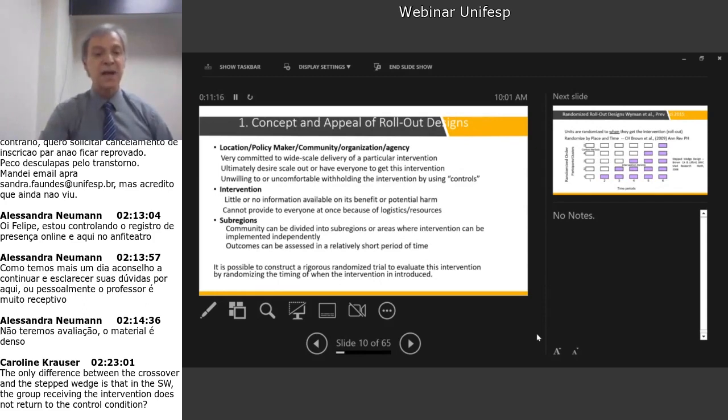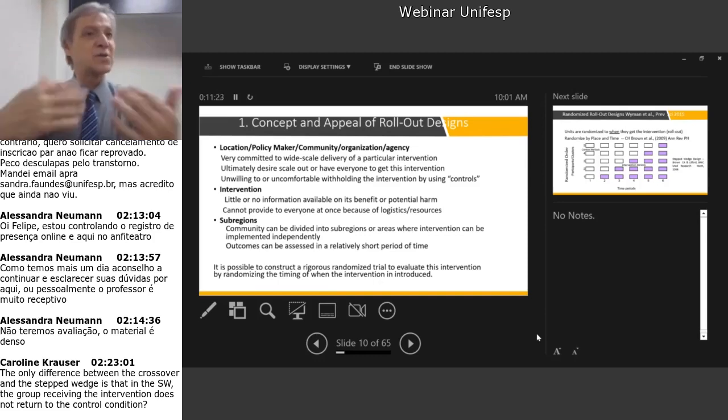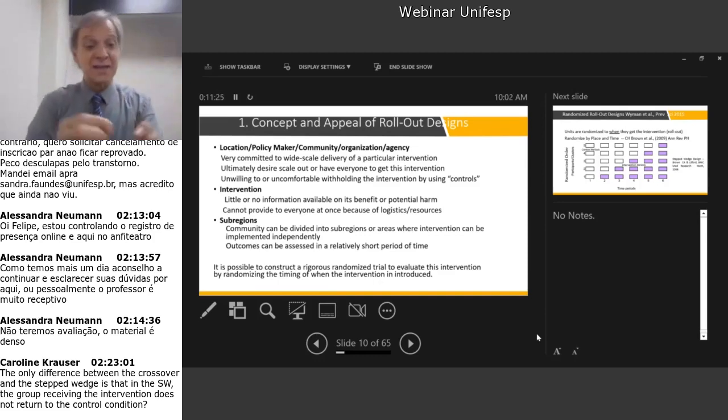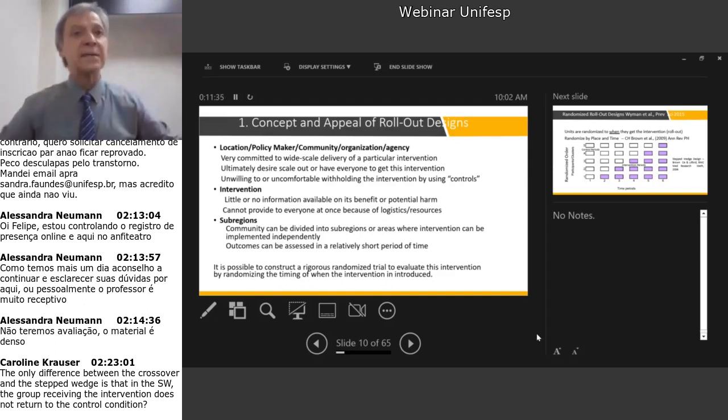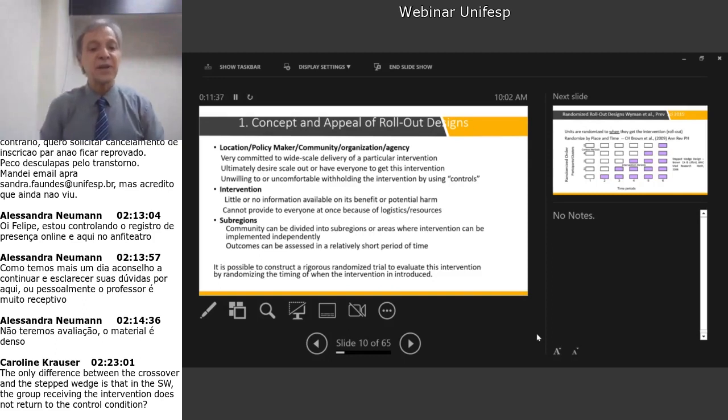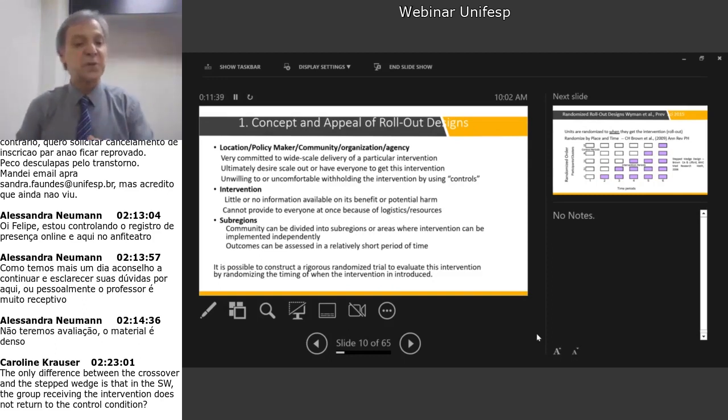Concept and appeal of the rollout design. Very committed to wide scale. So policymakers, I'm actually getting ahead of myself. I already described that the politicians did that. The politician, the policymaker, the agency, the community, they are very committed to wide scale delivery of a particular intervention. The ultimate desire is to scale out so everybody gets it. There is little or no information available on the intervention's benefits or potential harm, and they cannot provide it to everyone. This is the true situation in real life.